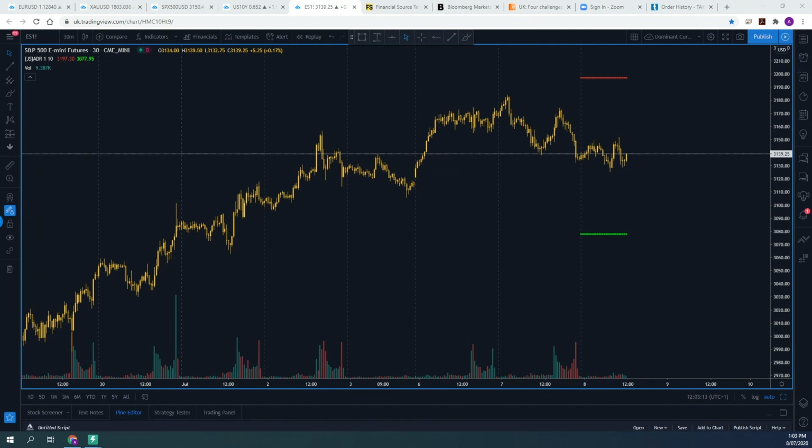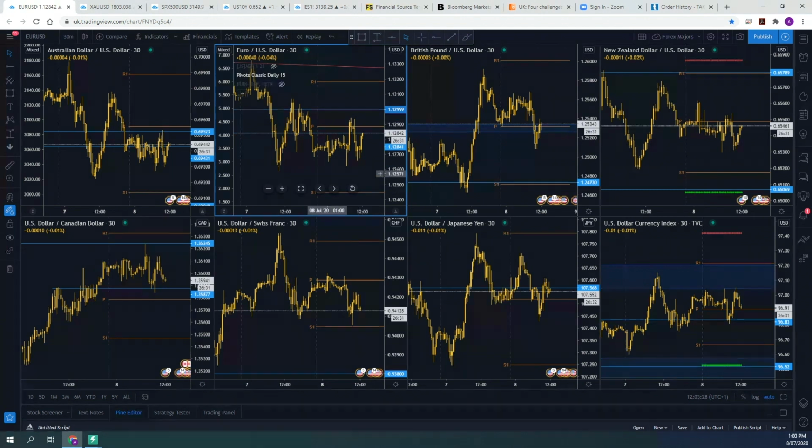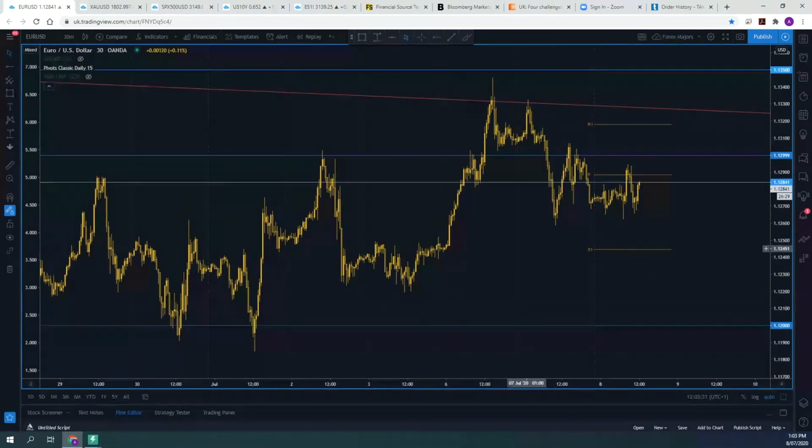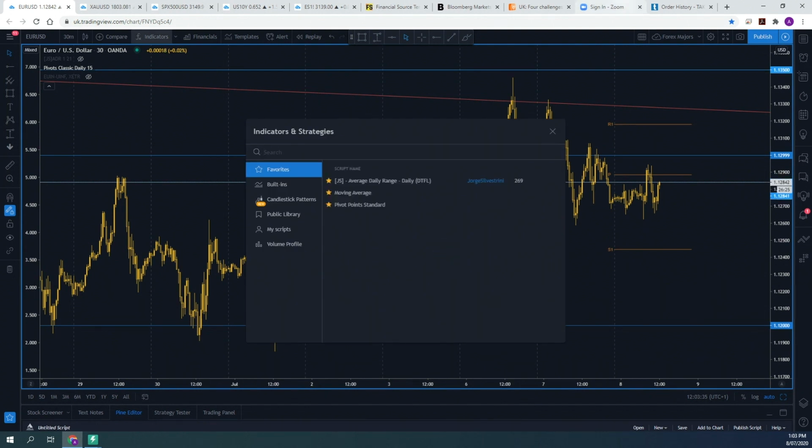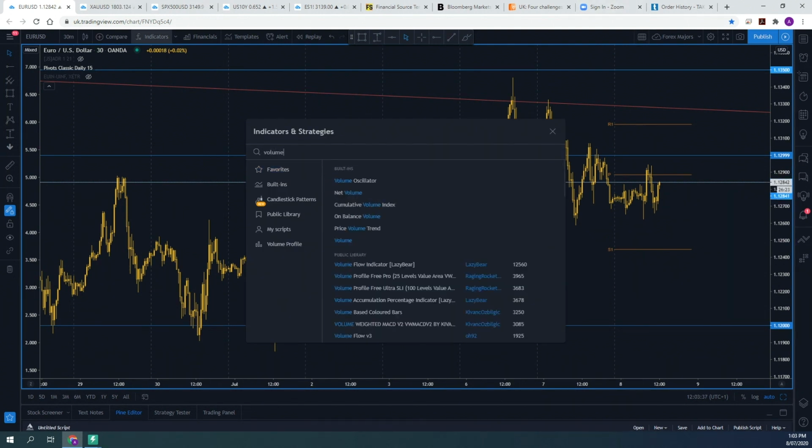Now, using volume to spot a possible false break or exhaustion can also be useful in that same sense. So let's see if we can find an example here. Let's see if we had a good example with this recent move in the euro. Let's go to volume.